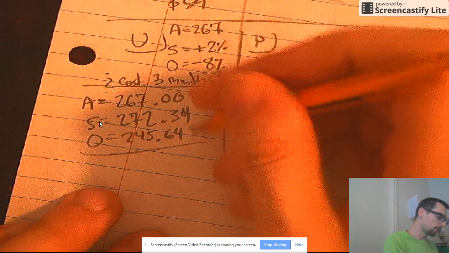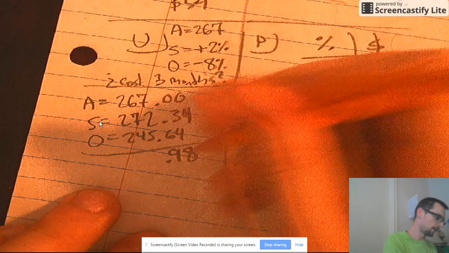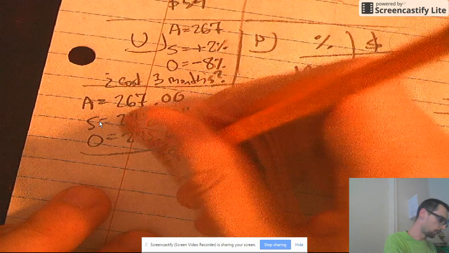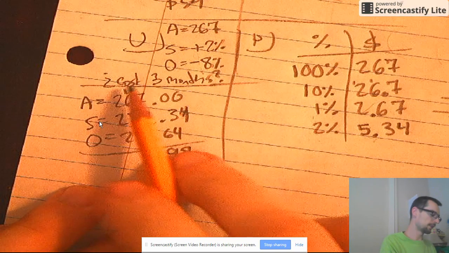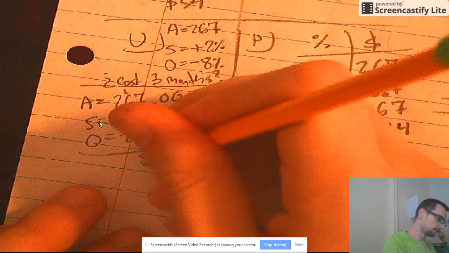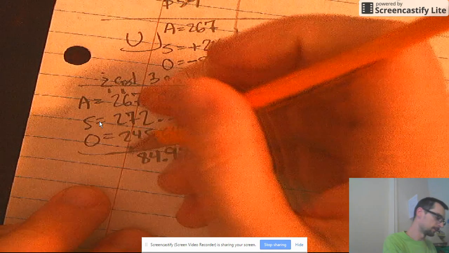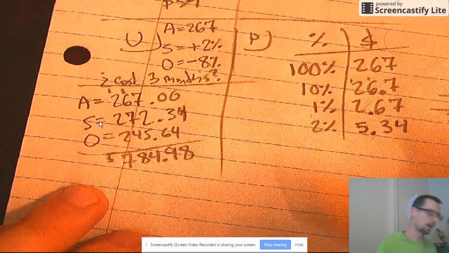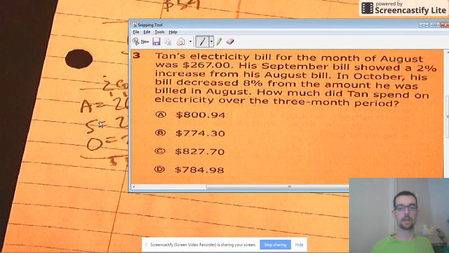Let's see, 0 plus 4 plus 4 is 8. 3 plus 6 is 9. 7 plus 2 is 9 plus 5 is 14. Carry a 1. 7 plus 6, 1 plus 6 plus 7 plus 4 is 18. Carry a 1. And 1 plus 2 plus 2 plus 2 is 7. So my answer should be $784.98, which is choice D. There we are. Choice D. Okay, perfect.